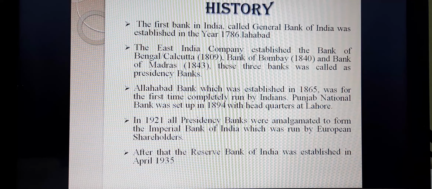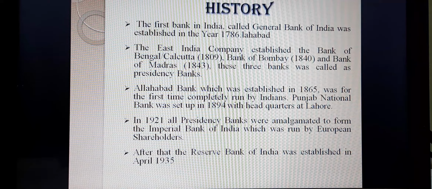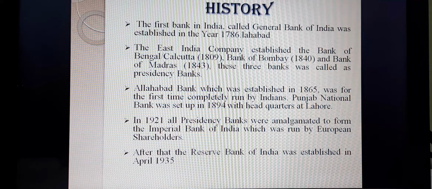When we talk about the history of the banking system, the first bank of India, called the General Bank of India, was established in the year 1786. The East India Company established the Bank of Bengal, also known as the Bank of Calcutta, in 1809, Bank of Bombay in 1840, and the Bank of Madras in 1843. These three banks were called presidency banks at that time. After that, the Allahabad Bank, established in 1865, was the first bank completely run by Indians. And the first Indian bank, the Punjab National Bank, was established in 1894 with Lahore as its headquarters.